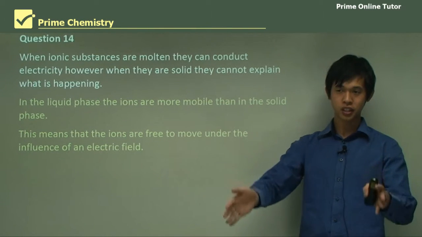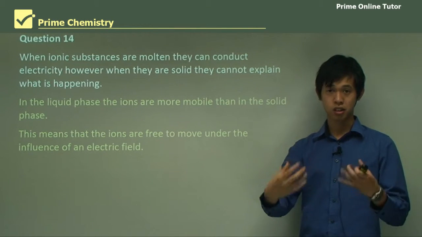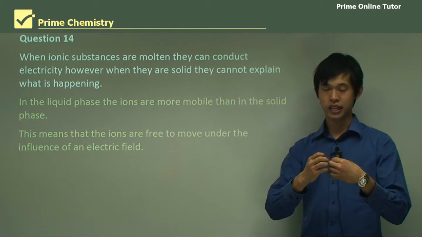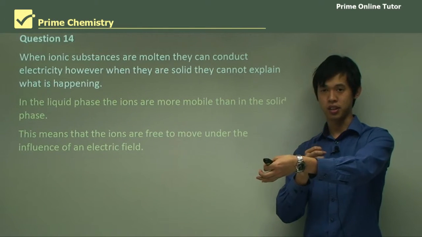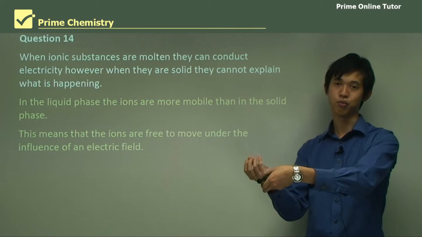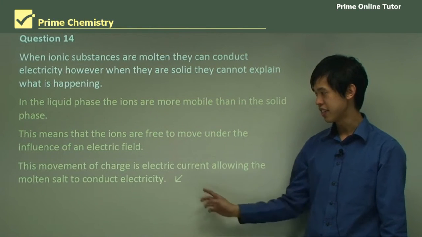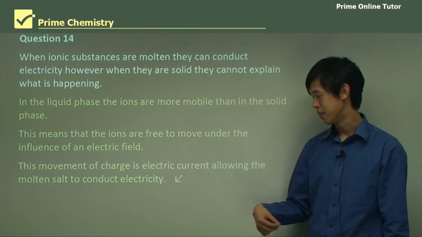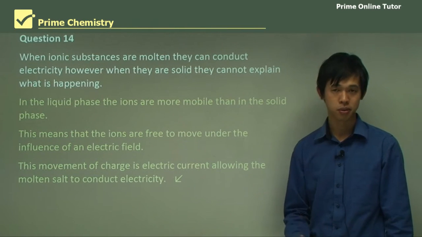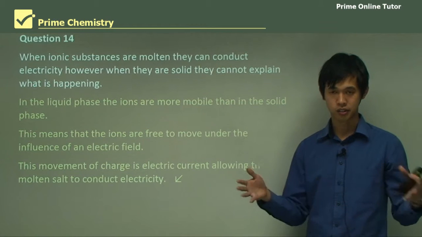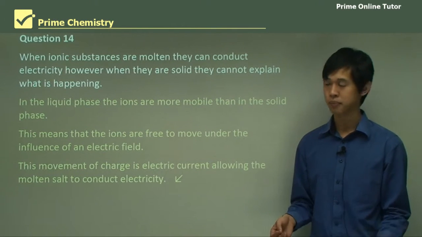So if you put a voltage across a molten salt, the positive ions will move towards the negative end, and the negative ions move towards the positive end because they're attracted that way. Now this net movement of charge is electrical current, so it allows the molten salt to conduct electricity. Okay, so you can see how that works.